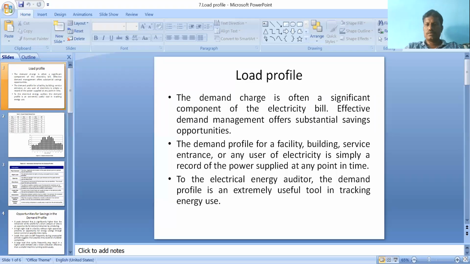Hello, today's topic is load profile. What is a load profile meant to represent? What information do we get from this load profile? So, everything. Let us see.